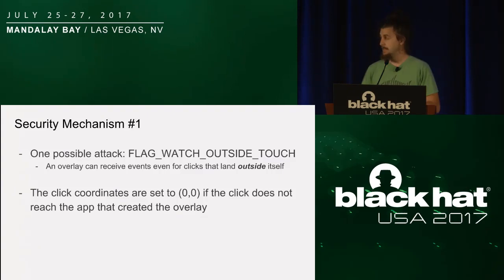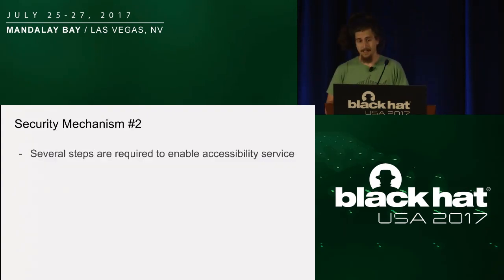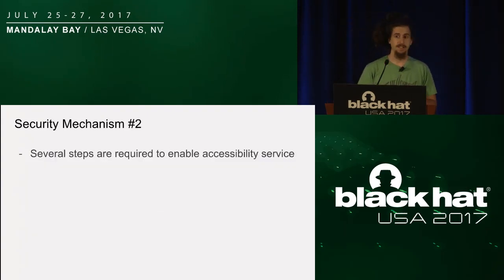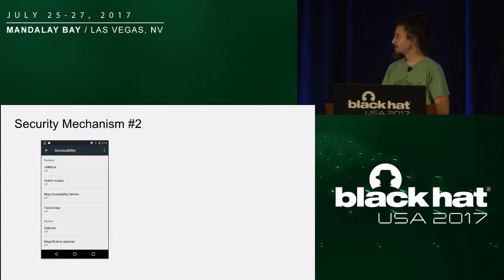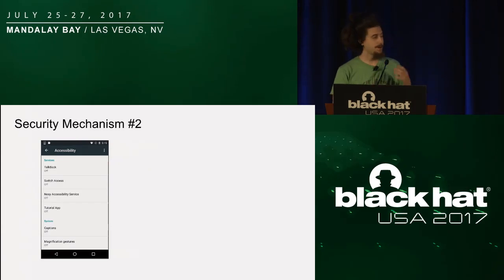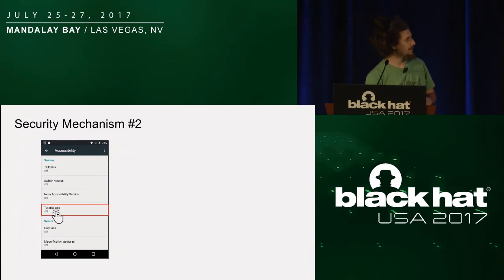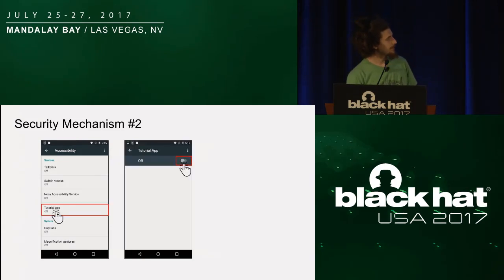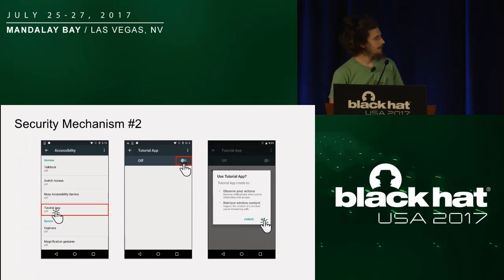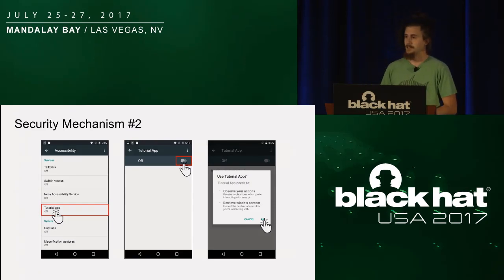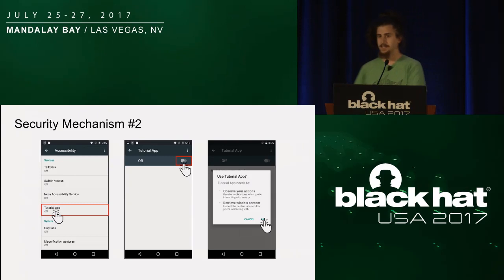Second mechanism is about making sure that it's quite difficult to enable an accessibility service. And so it's a multi-step approach. You need to first browse to this window where you need to select your application, and then you need to click on the switch, and then you need to click on, yes, I actually want this. So this makes sure that the user is very aware of what they're doing.